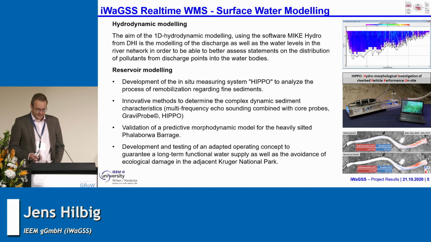Surface water modeling is an additional input to the system, which contains both modeling of the river network, including discharge, water levels, flow rates, and so on, and reservoir modeling, which contains sedimentation, remobilization of sediments, and also improved operational rules for reservoirs to both guarantee the supply of drinking and bulk water for industry and also avoid ecological damage in downstream areas.